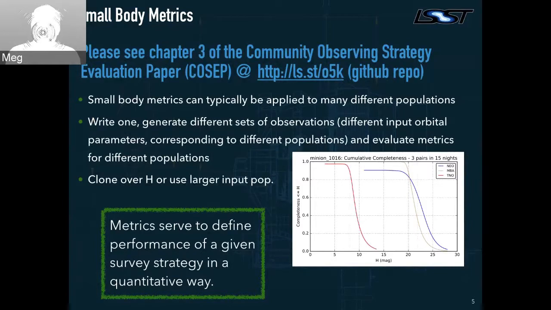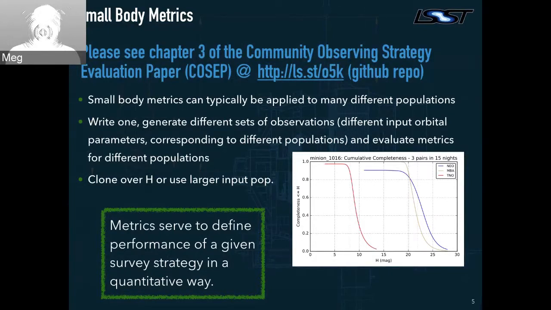In general, I wanted to point out small body metrics. You can write one for something that you have in mind, but it could be applied to any of the other populations. A lot of these are generic. You can generate different sets of observations using different sets of orbital elements, and then run metrics and look at it over different populations. Like I was explaining, you can clone over the age, or you could use a larger input population, and each one carries its own age magnitude.